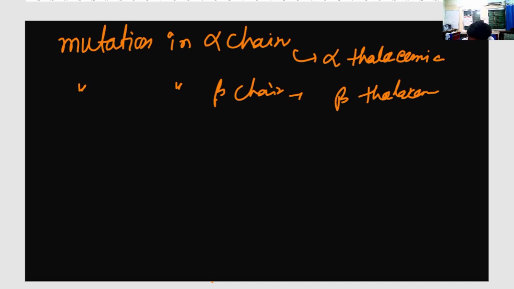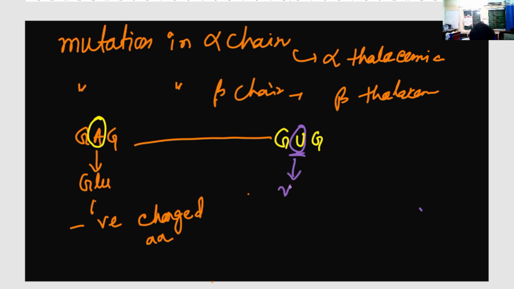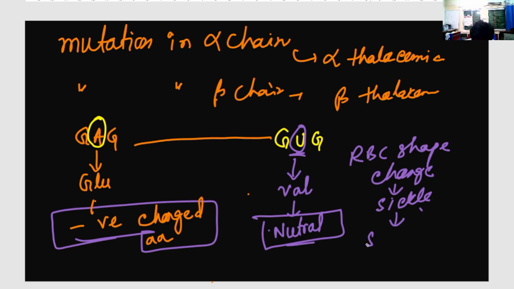What happens? We know in the 6th codon, GAG is responsible for GLU, glutamic acid, which is a negatively charged amino acid. If a mutation happens in that specific region, GAG gets changed to GUG. Write it down. The glutamic acid GLU turns into VAL, valine, which is a neutral amino acid. So if the amino acid gets changed, its property will change. The RBC shape changes, and it forms a sickle shape. So that is called sickle cell anemia.